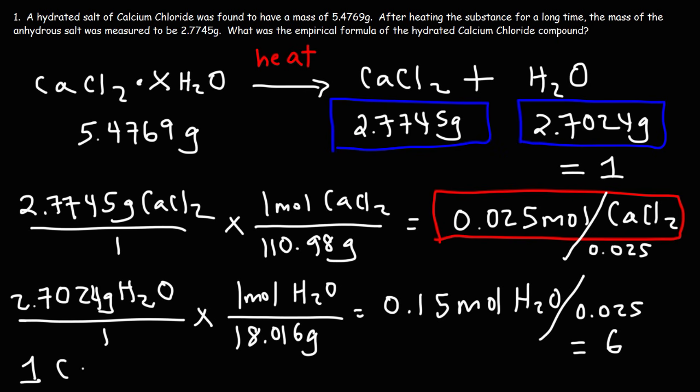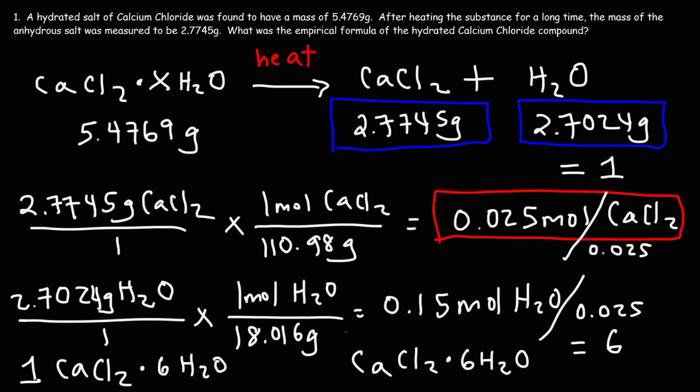So thus we can write the chemical formula like this: 1 CaCl2 for every 6 H2O molecules. Now, of course, we don't need to write the 1, so we can simply write the empirical formula as CaCl2 times 6 H2O. So this is calcium chloride hexahydrate. So that's it for this video. Now you know how to determine the empirical formula of a hydrated ionic compound, or a hydrated salt.